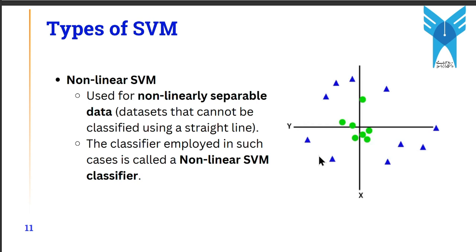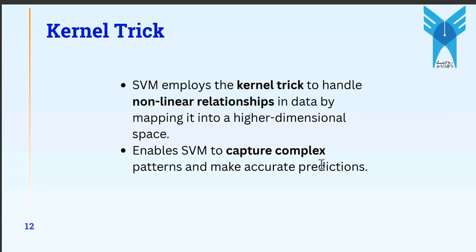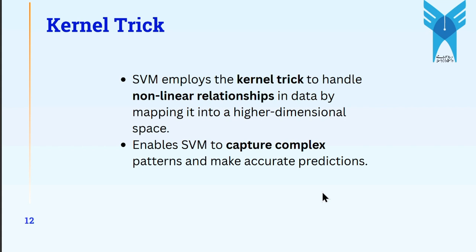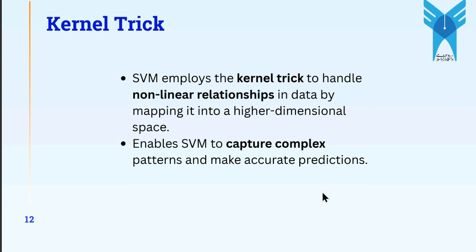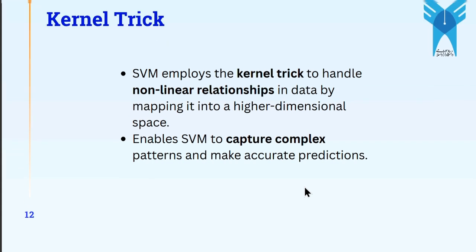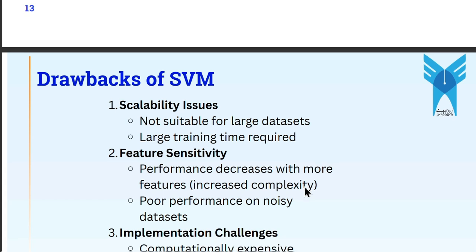Up next is nonlinear SVM. This is perfect for tricky data that a straight line can't split, like these blue triangles and green circles in this diagram. It uses a nonlinear SVM classifier to sort it. Let's dive into the kernel trick. It's like SVM's secret superpower. This cool trick helps SVM tackle those tricky nonlinear relationships in data by lifting it into a higher dimensional space.